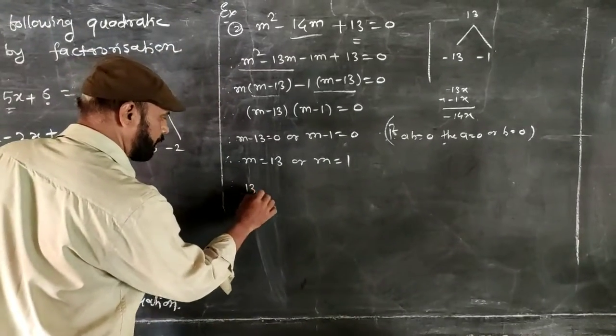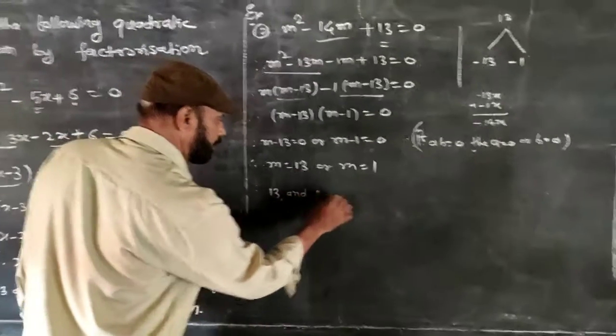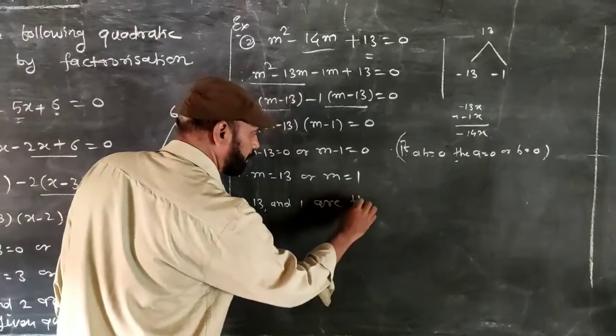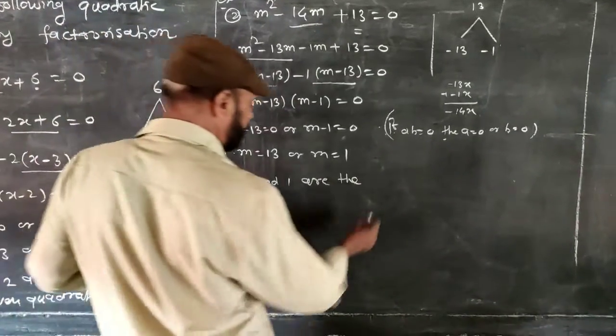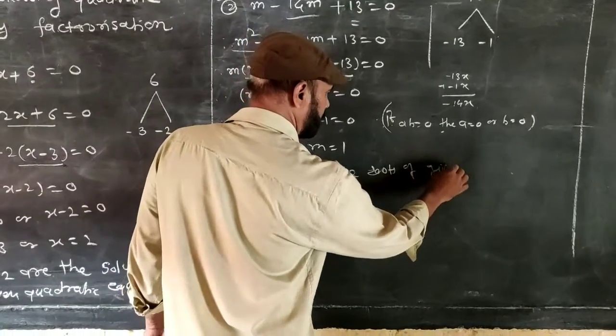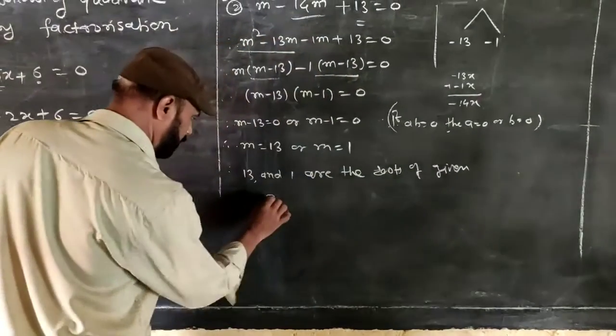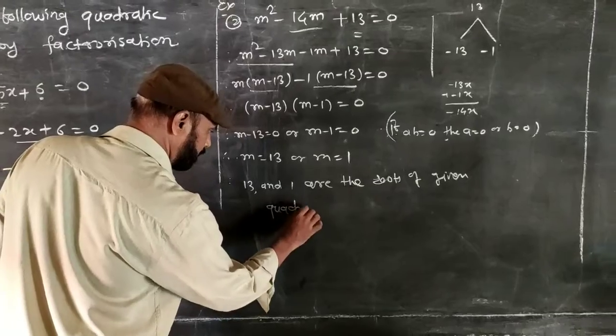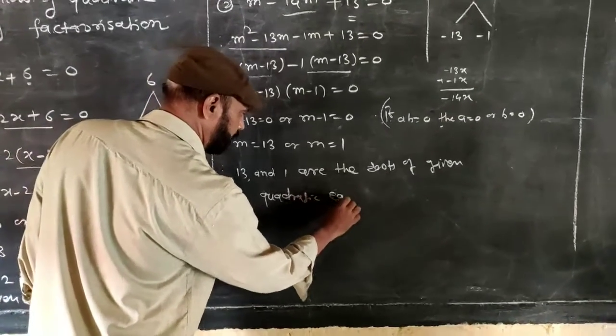Therefore 13 and 1 are the roots of the given quadratic equation.